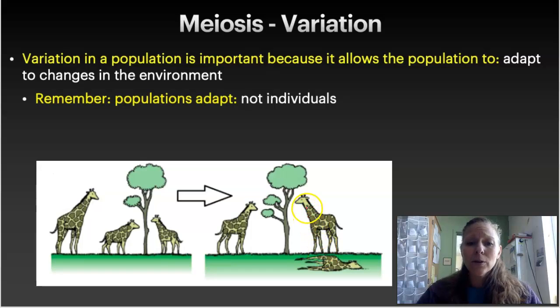And so it's really important that we have different characteristics in a population, so that we have some tall giraffes and some short giraffes, and giraffes with different colored spots to help some camouflage or some stand out. So the more traits you have in a population, the more likely it is that that population will be able to survive.